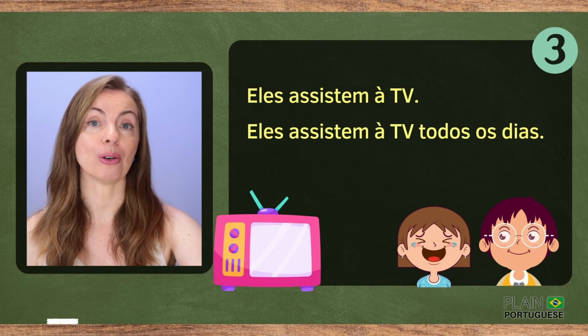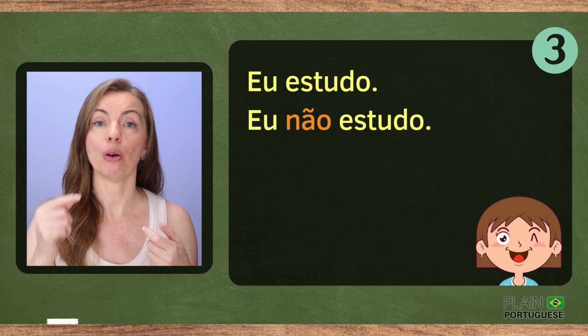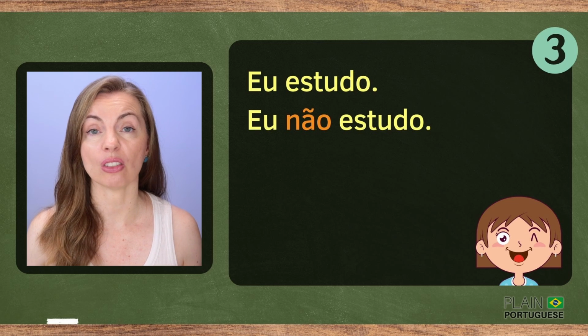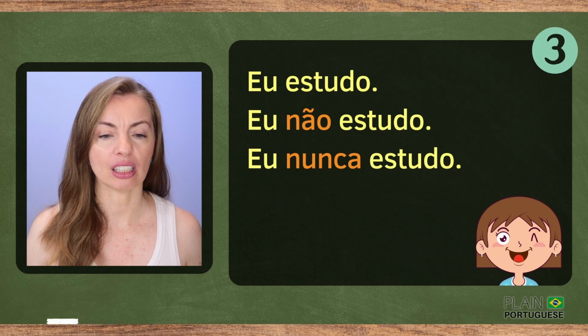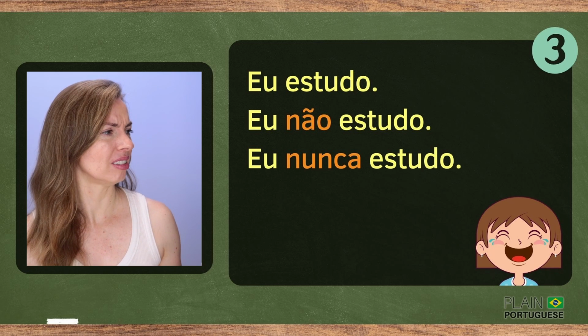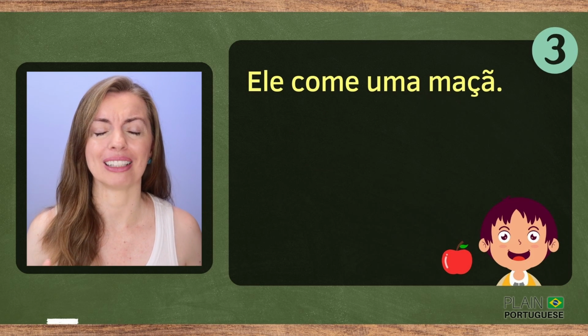If you want to make those sentences negative, it's super easy. All you need to do is add não, no, or another negative word before the verb. Yeah? So, for example, eu estudo. Let's make it negative. Eu não estudo. I don't study. Eu nunca estudo. I never study. I don't like those examples. Well, let's see other ones.